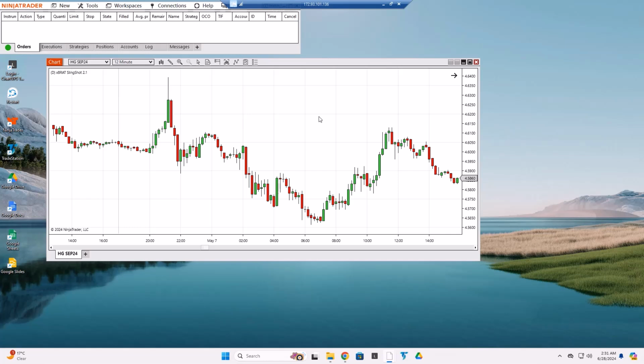So I'm going to use the one contract HG. That's for an account size of, say, anything from $7,000 to $15,000. Because of the leverage and margin, that's the sort of account size you need to trade this full contract of HG, one contract.